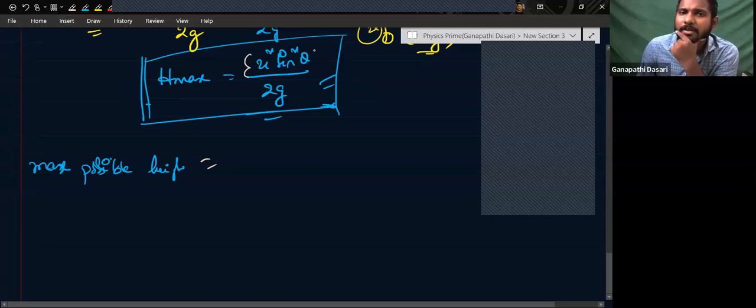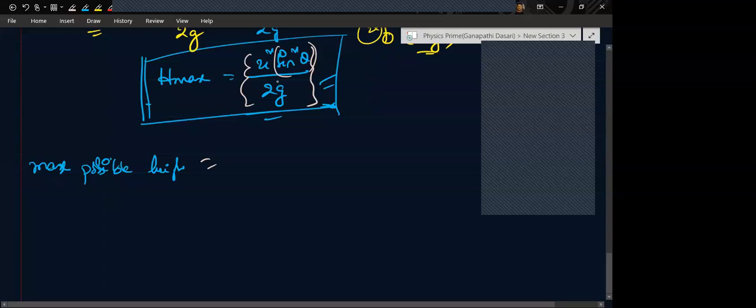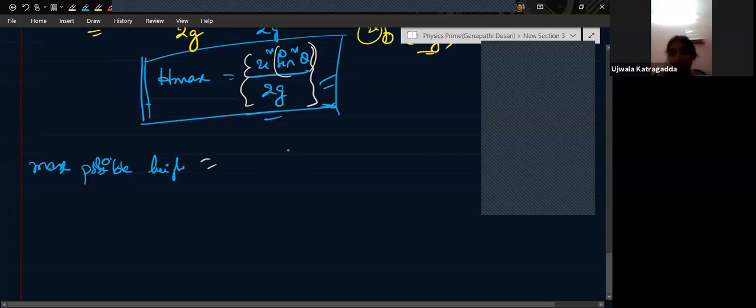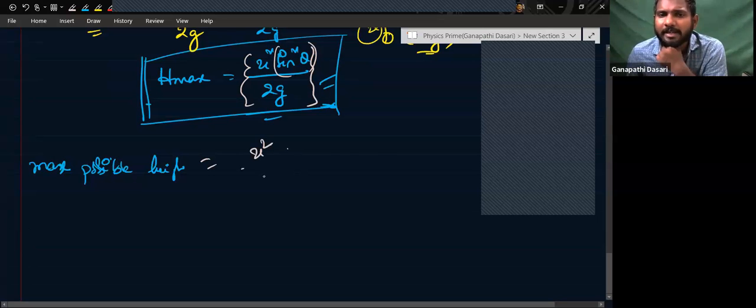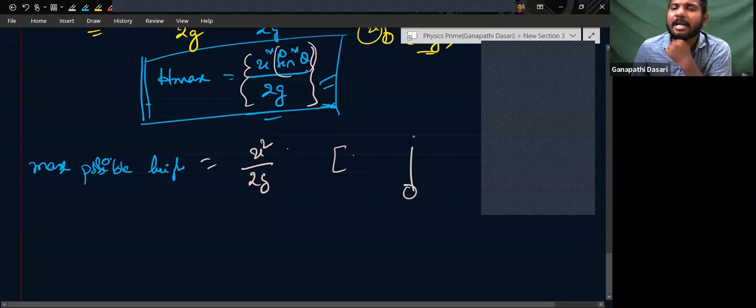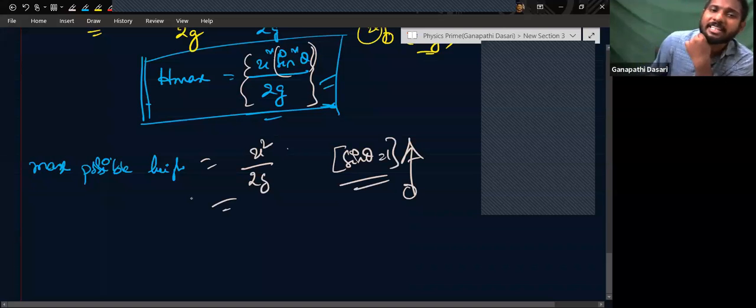To make it maximum, what will be possible? Sin theta is the only thing that we can change by angle. What is the maximum value of sin theta, Varun? You tell me. What is the maximum value of sin theta? One, sir. That means answer will be U square by 2G. When is sin theta 1? 90. That the particle is directly projected vertically upwards. Understood. That is the maximum possible height for the given velocity.